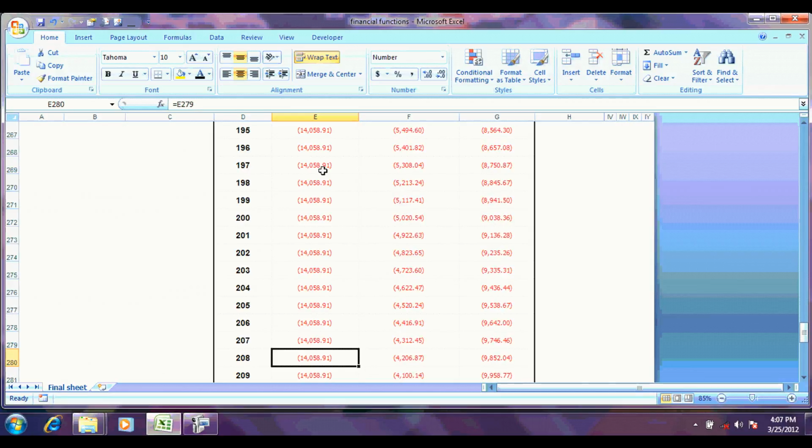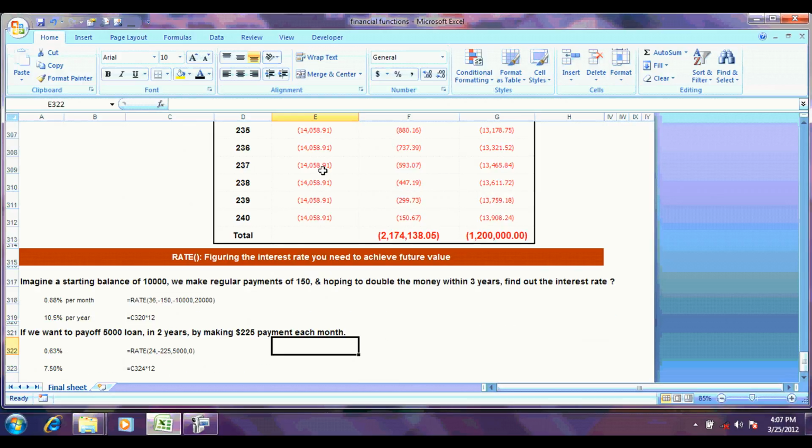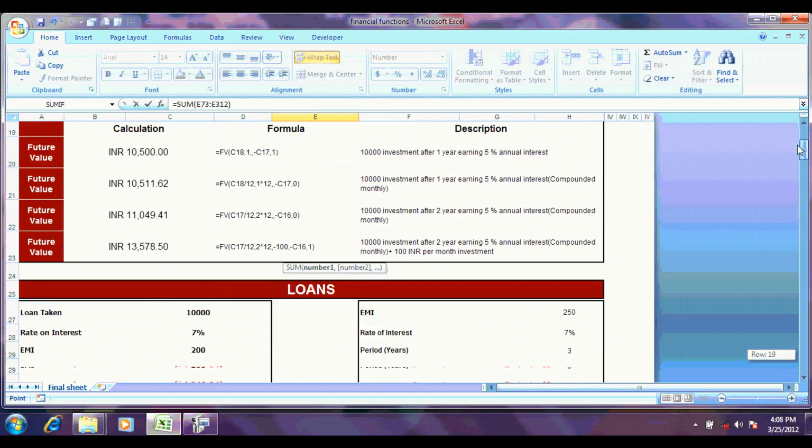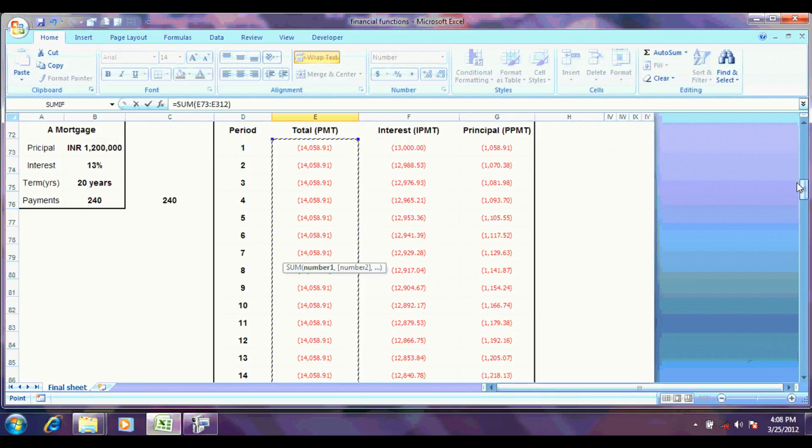Okay, now let's see how much is the total money which you have paid to the bank. For that we'll just add all these EMIs. For that press alt equal. Okay, so there is some issue. Yeah, alt equal to, just select the right range, press enter.